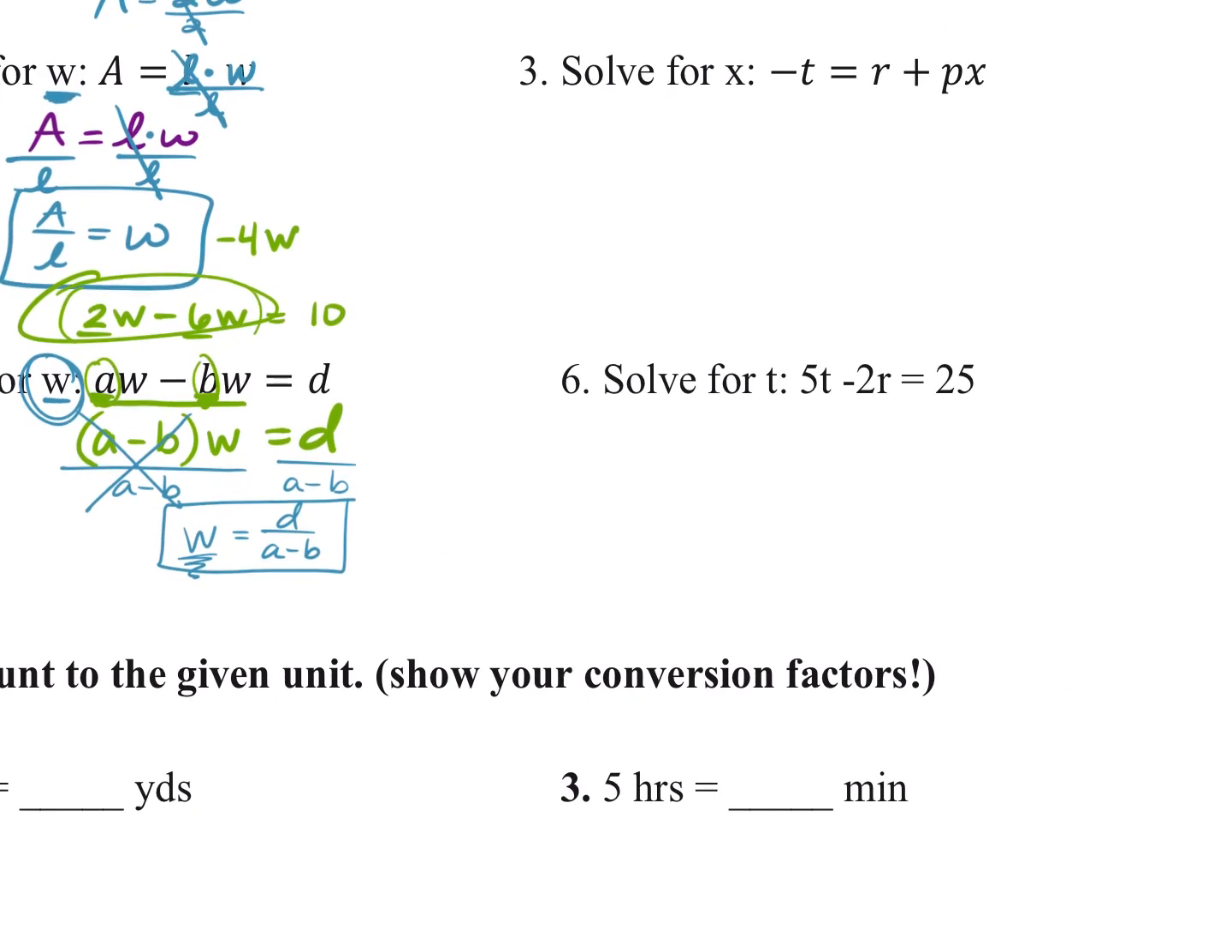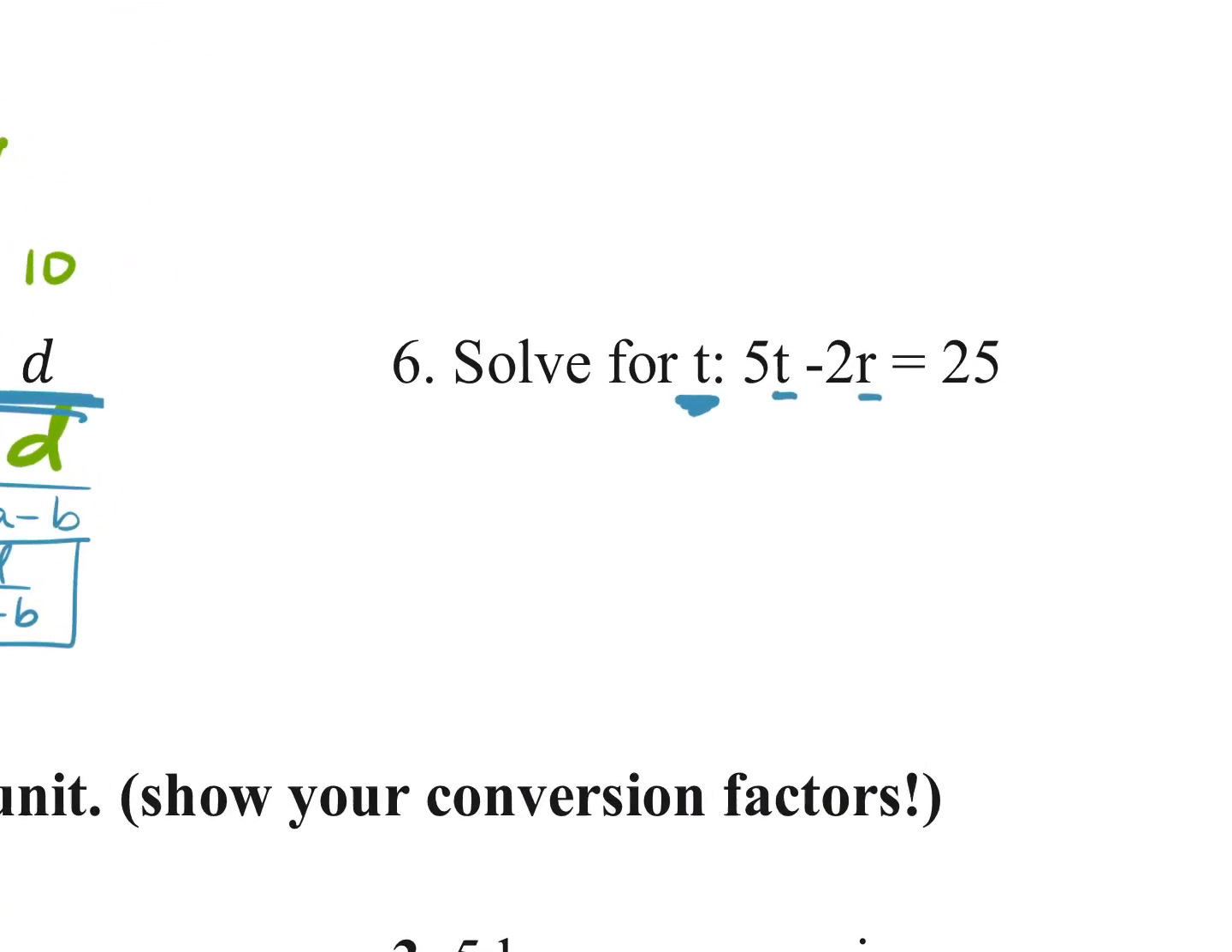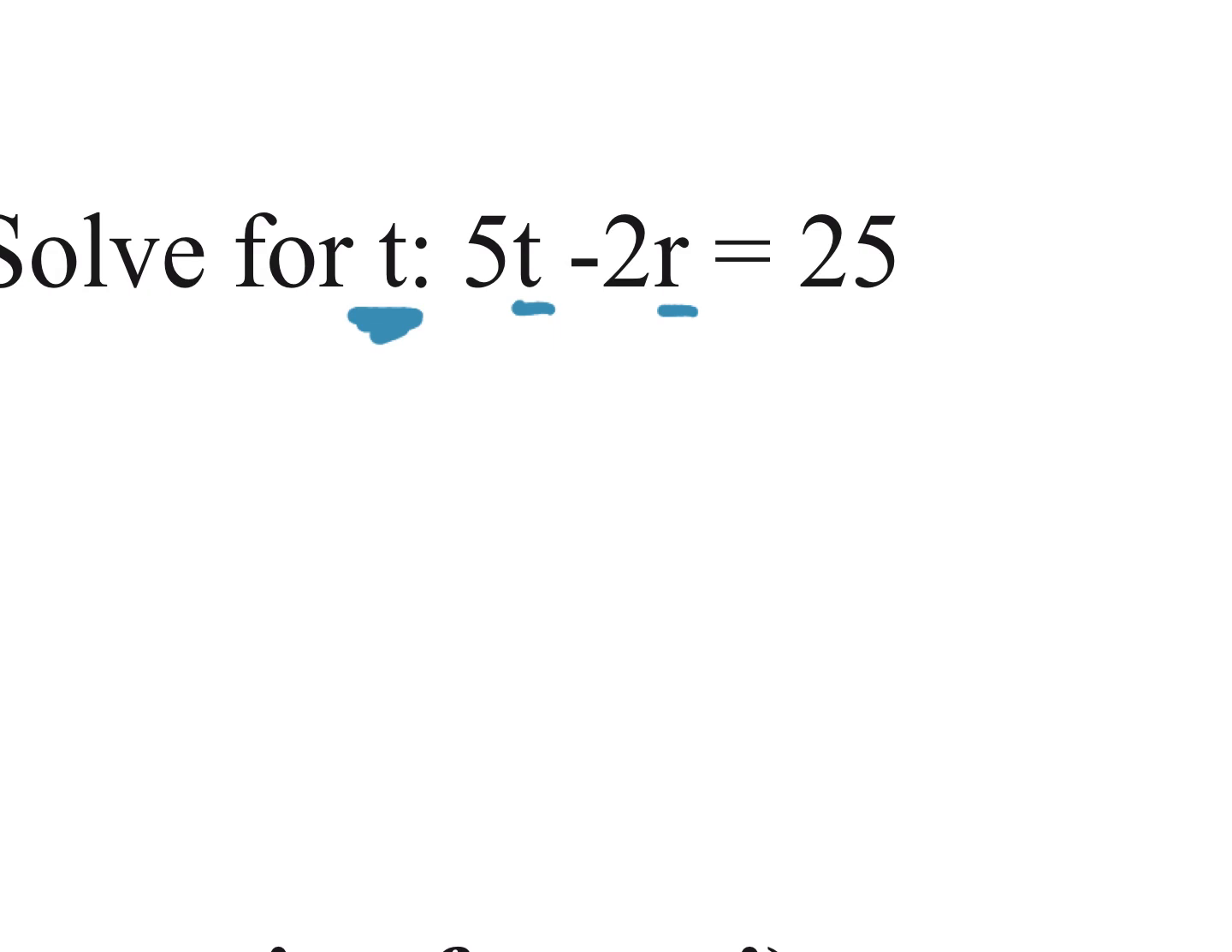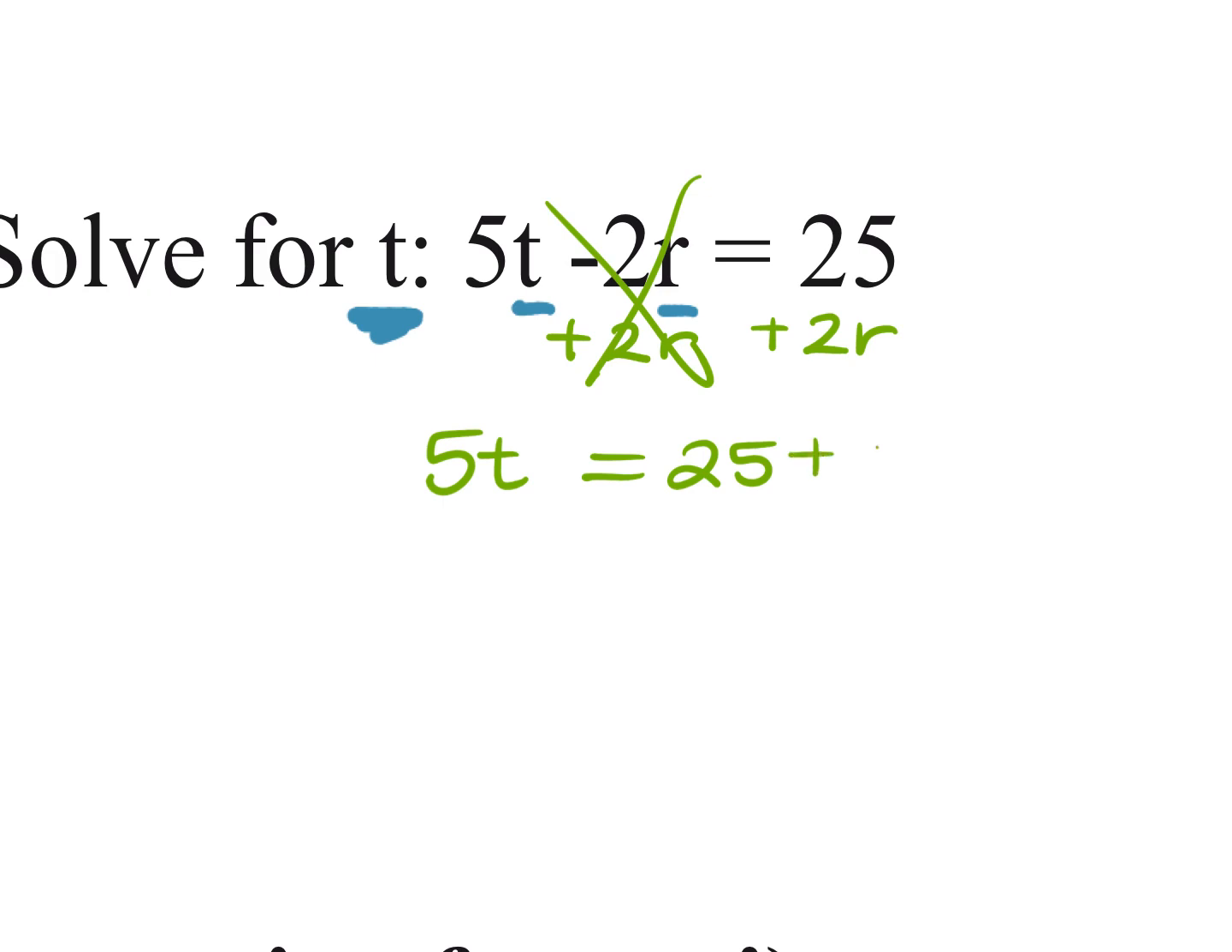Okay, look at this one. Solve for t. Now notice, these are not the same. That's not t and t like it was on this one, okay? So if I'm going to solve for t on this one, what do I do first? You're going to get that 2r out of there. So plus 2r. So you get 5t equals 25 plus 2r, or you can go 2r plus 25. That doesn't matter. Addition is commutative.